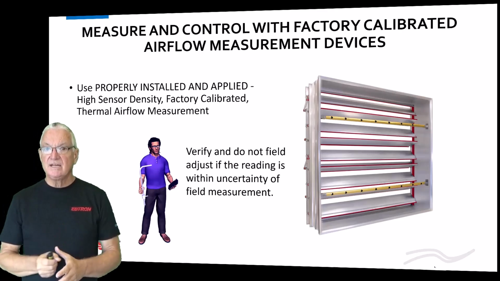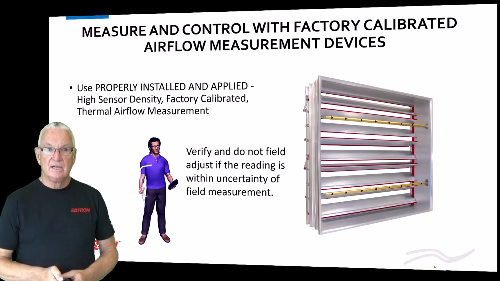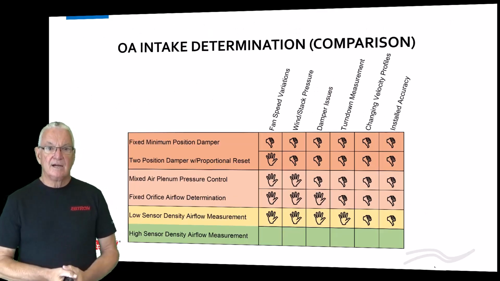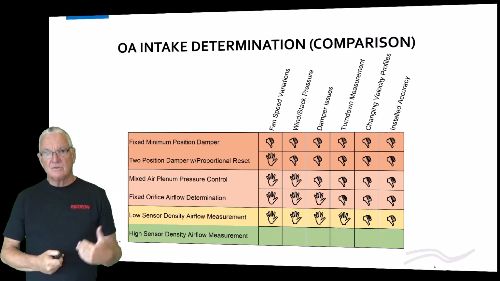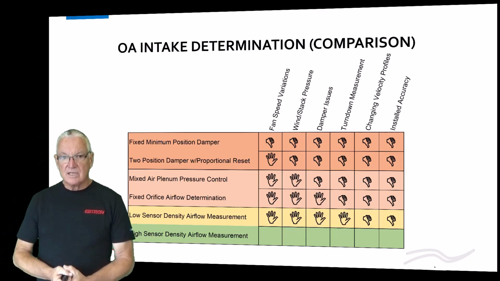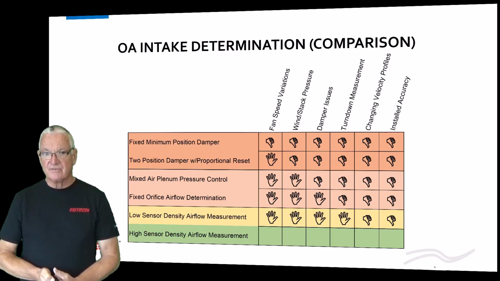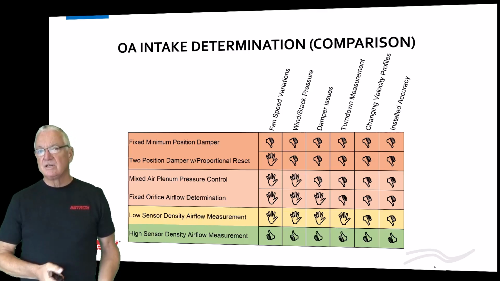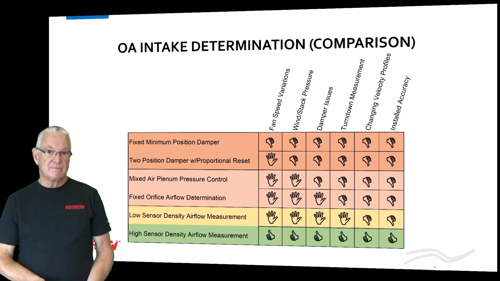Now use the readings from the EBTRON, okay? That's what I'd like to see happen there. And so when you look at this same table, now you add another row for these high sensor density airflow measurement devices, all of a sudden you can deal with all of this. And that's a big deal.